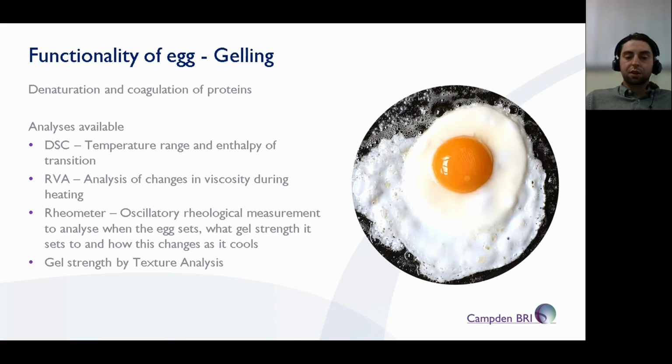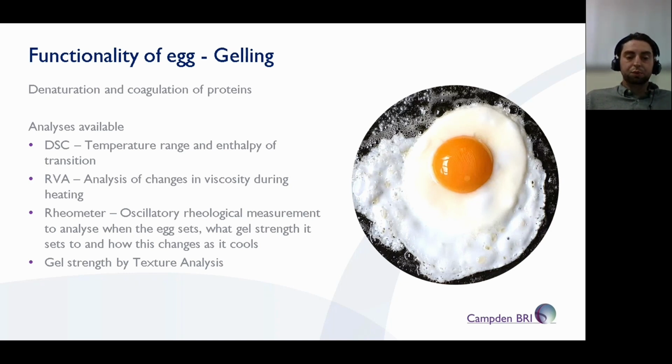We're able to then measure what we call the viscoelastic properties. So how liquid is it? How solid is it? When does it start to increase? At what temperature does it start to increase? At what rate does it start to increase? And we can then look at this and see how that changes as it cools as well.